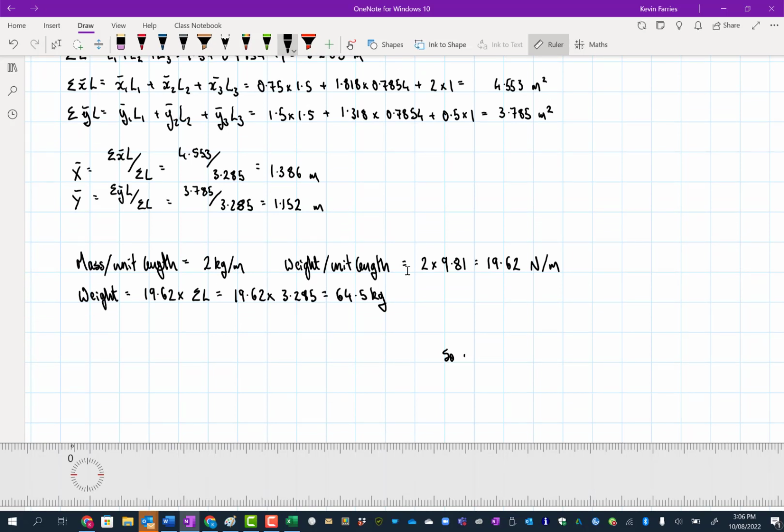I'm going to start writing it as well. Position of center of gravity is x equals 1.386, rounded to 3 significant figures for our final answer, 1.39 meters. The y position of the center of the whole shape is 1.15 meters, as per the axes in the above sketch.